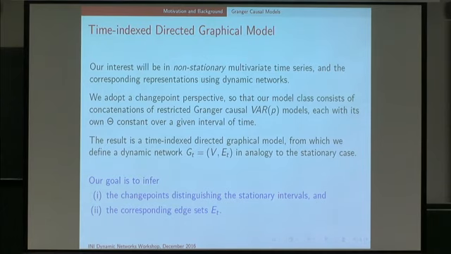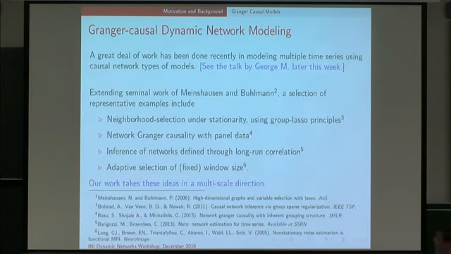We're adopting a change point perspective, so really what we have is piecewise Granger causal models. If we index those models by the thetas changing in time, it's going to give us at any given time instant a time index graph. That will be the definition of the particular time index networks that we have. So our goal is to infer the change points that distinguish these stationary intervals, and within each of those intervals, infer the corresponding edge sets. I'll give you details on all these.